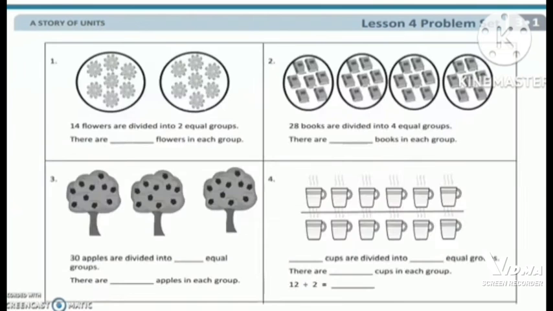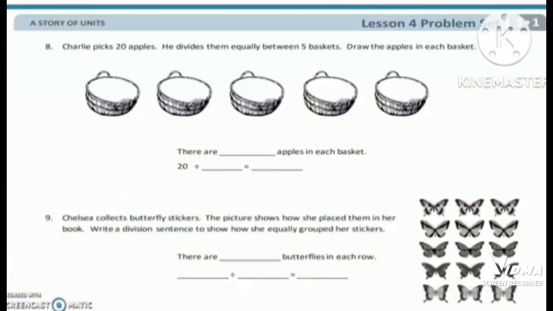These questions are similar to what we just did. Please solve and see how many you get correct, and bring your work to class for marking.